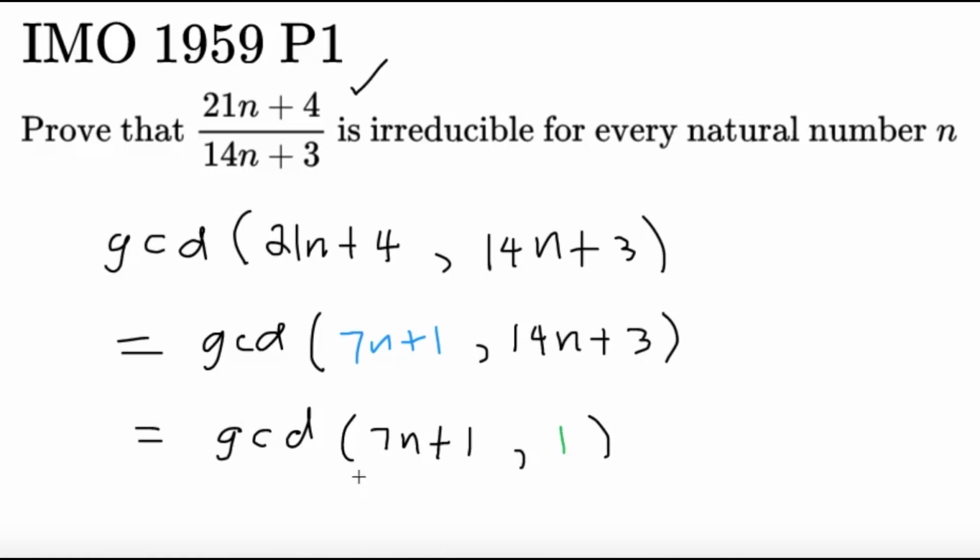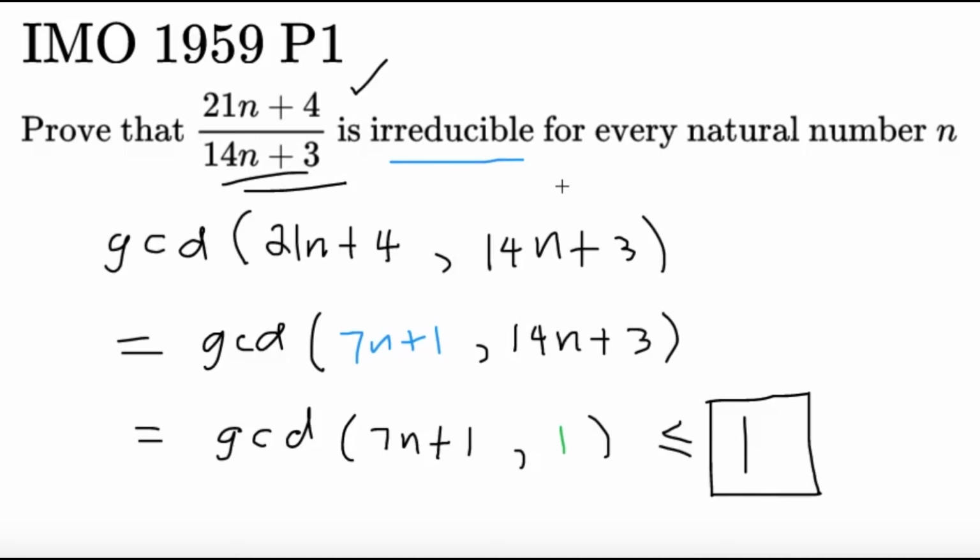So the GCD of 7n plus 1 and 1 can only be at most the smaller number. So there we have it. We have the GCD of this to be 1, since the greatest common divisor must be at least 1. So we've successfully proven that this fraction over here, the numerator and denominator, has a GCD of 1, and therefore we can conclude that this fraction is irreducible. So the Euclidean algorithm, you can use it in a lot of stuff, in your simple calculations, and even in mathematical proofs.